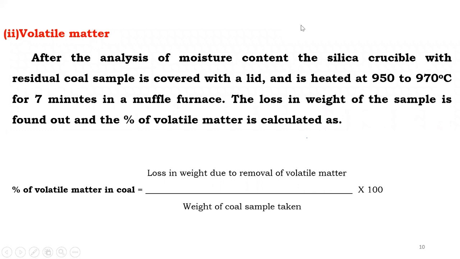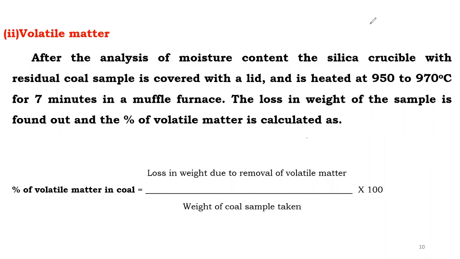After the moisture analysis is completed, you take the coal sample and put it in a muffle furnace. A muffle furnace is a furnace which can heat any substance up to 5000 degrees centigrade. And silica is a crucible. Silica crucible is one of the small dishes made of a ceramic material. It is a small bowl.